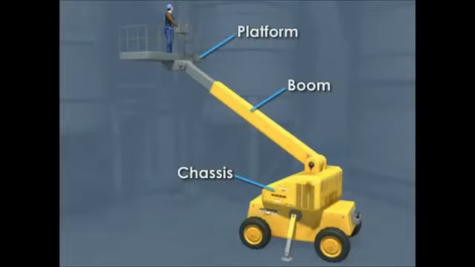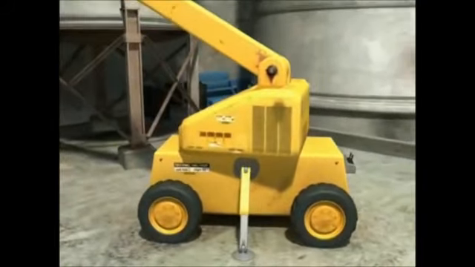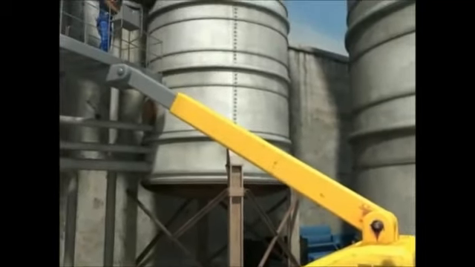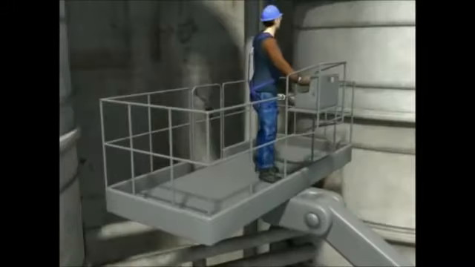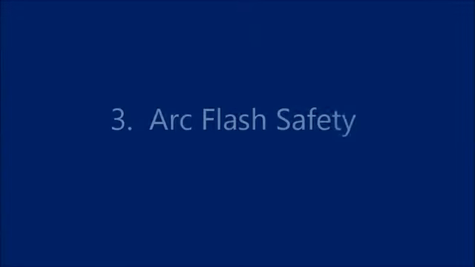The chassis is a self-propelled base that provides support and stabilization to the whole piece of equipment. The boom is the arm or support that maneuvers the platform into place. The actual platform can be a large railed platform or an enclosed insulated basket. In either case, it should support the worker and any necessary equipment. This module describes different types of aerial work platforms and how to operate them safely.